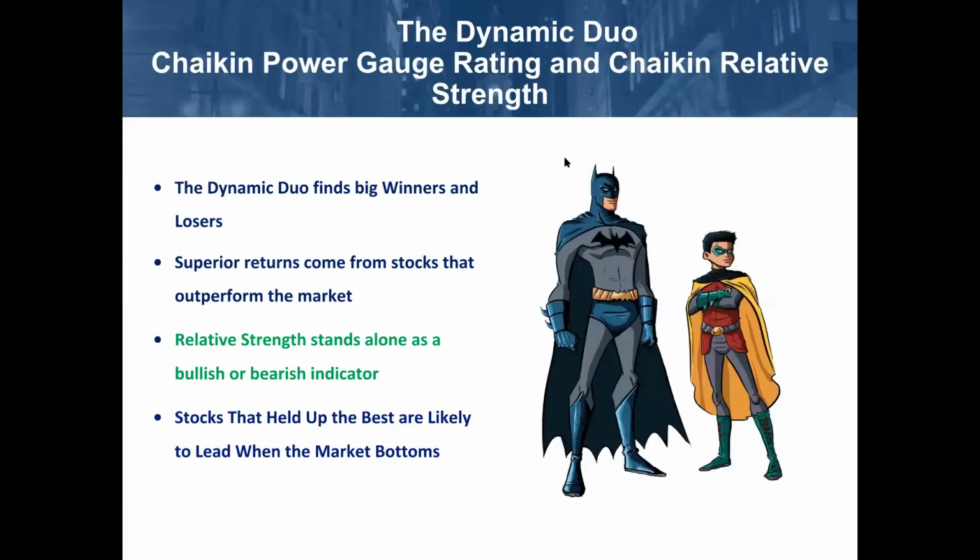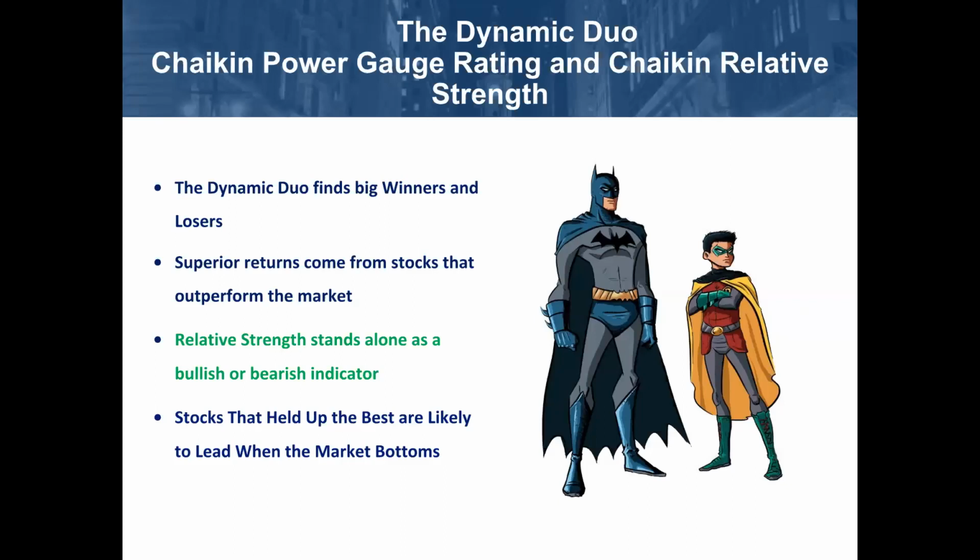If we're thinking about our tools, the two main tools are what we like to call the dynamic duo. The Chaikin Power Gauge rating gives you your directional edge, and Chaikin relative strength points you to the stocks that are outperforming the market. The dynamic duo finds big winners and losers because we know that superior returns come from stocks that outperform the market.